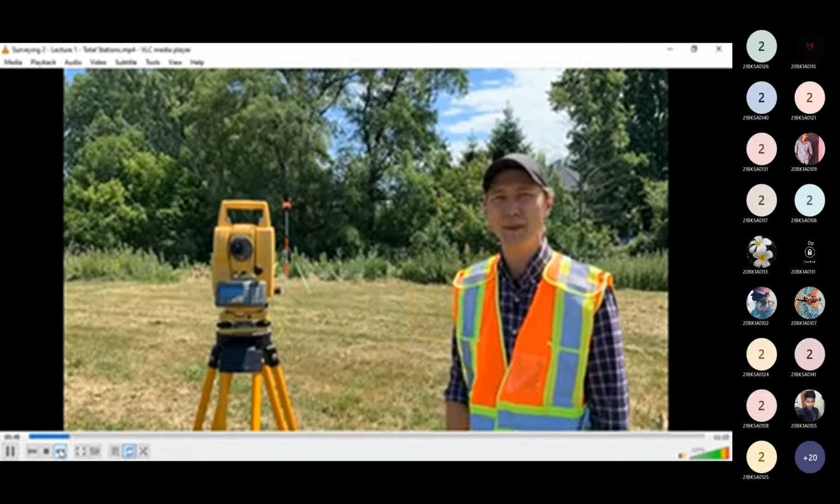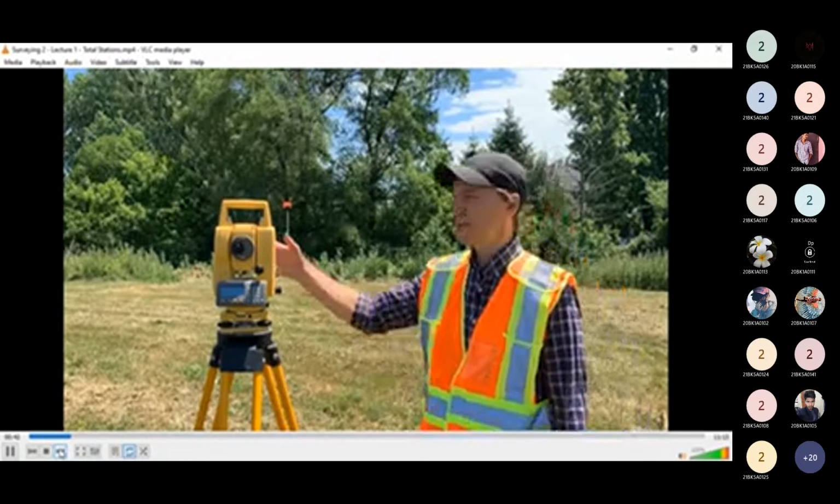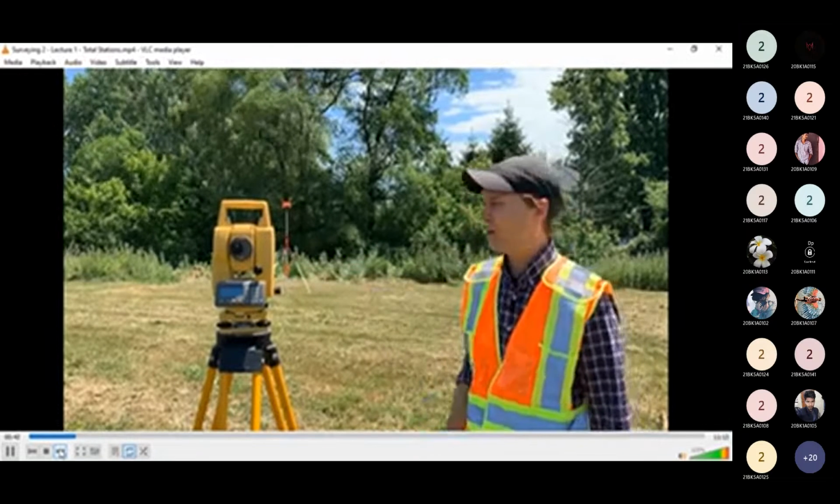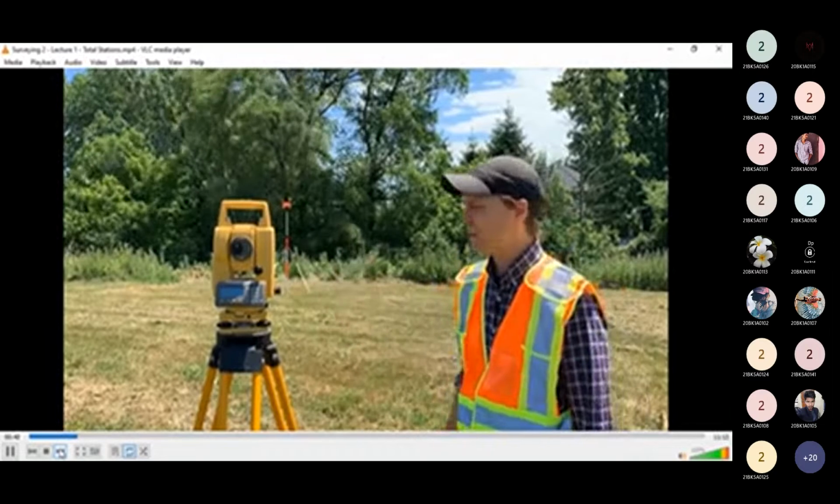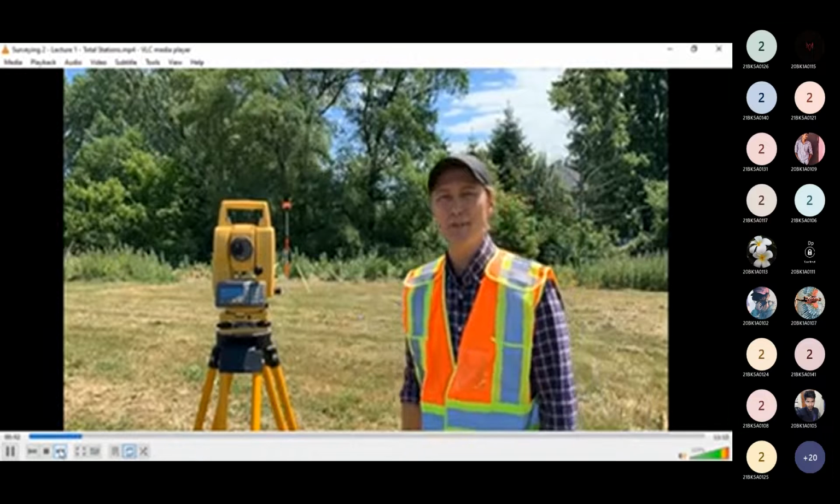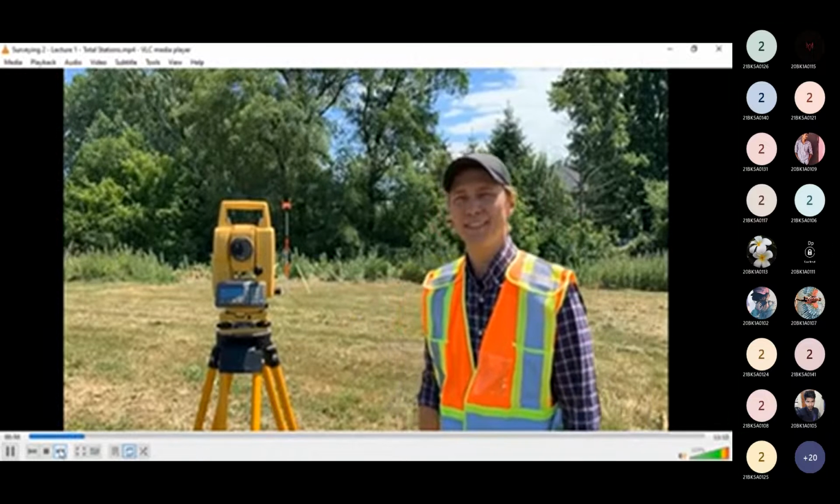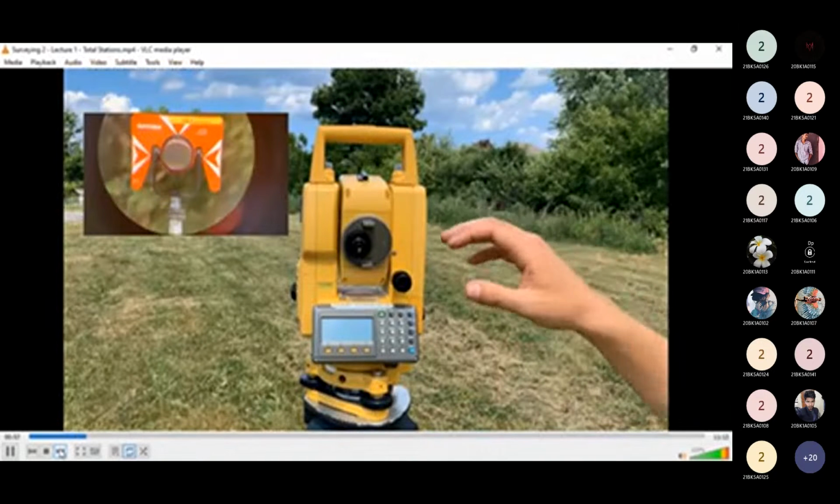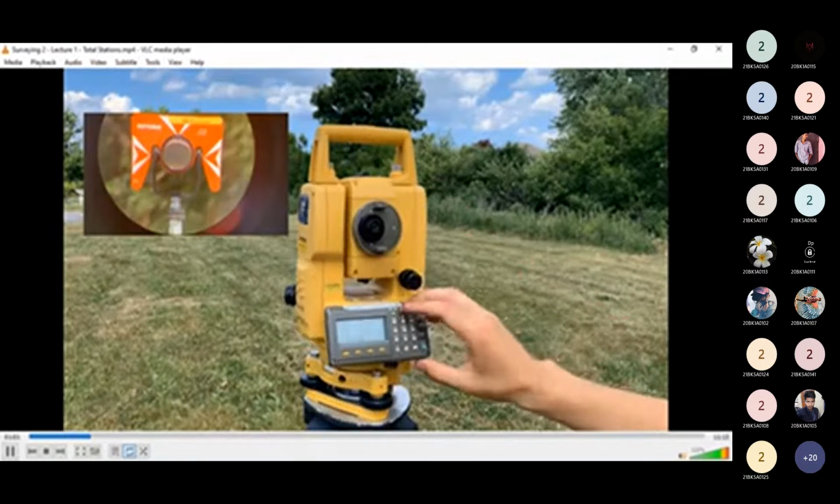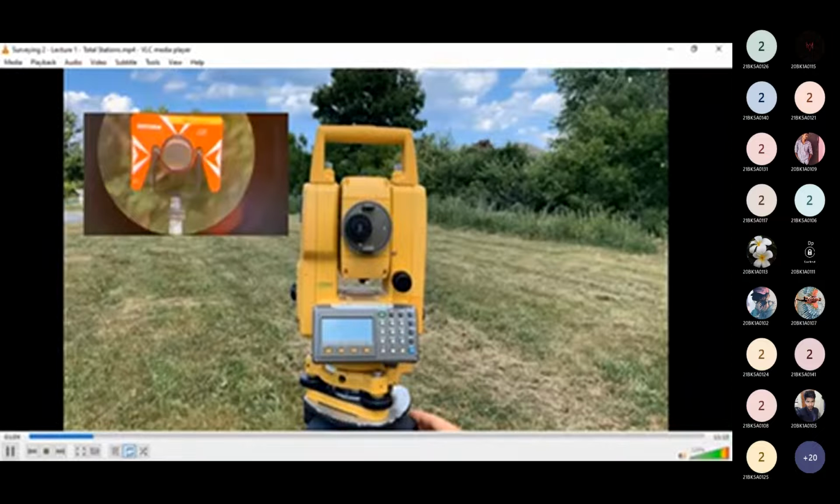Let's look at some of the features that we have on our total station. So we have an objective lens. We can look through that lens and sight our prism, and that lens also takes our shots for us. We have a display screen, and we have a base that we can use to make the total station level. Again, we have our optical lens, our display screen, a leveling base, and a tripod that we've set the total station on.